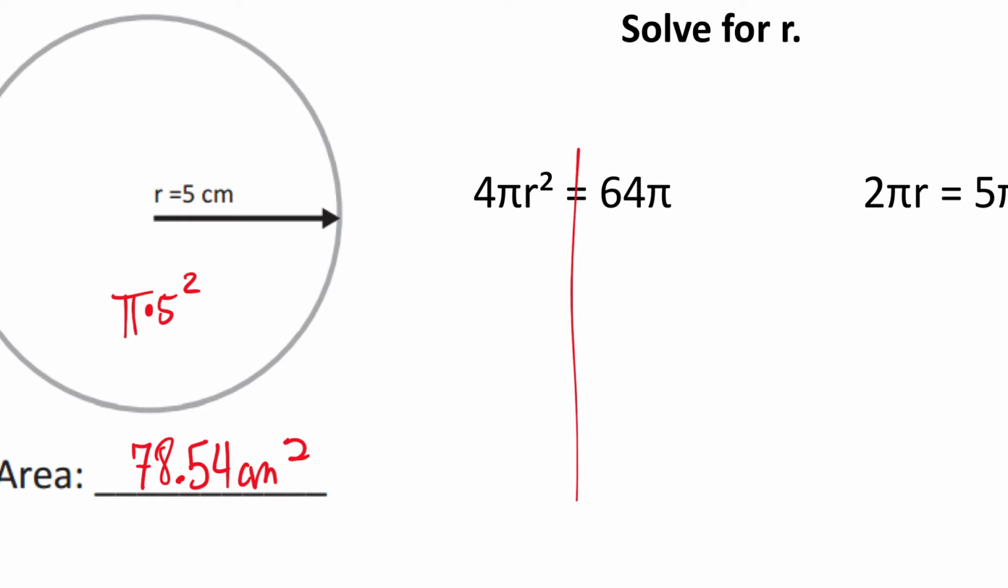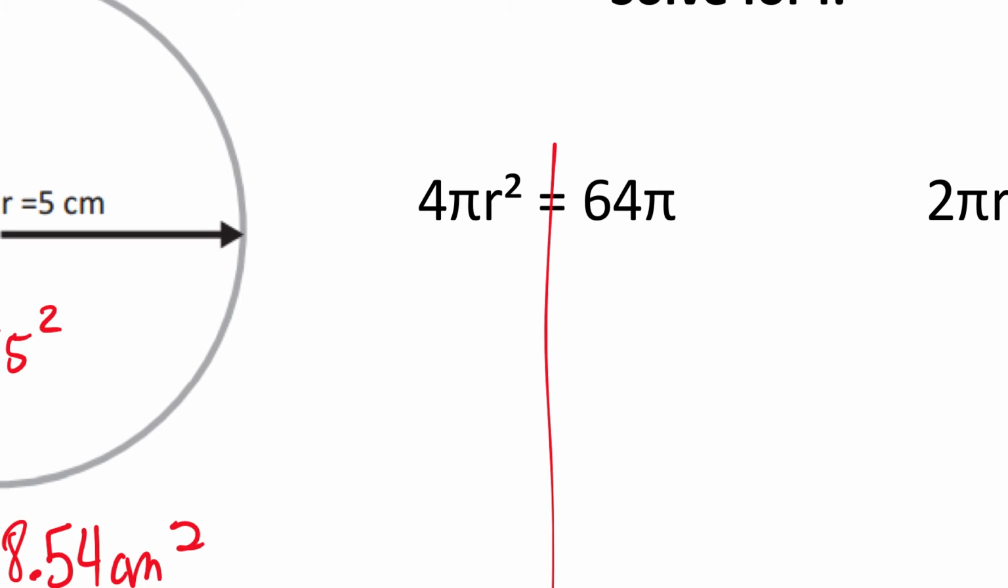Okay, on this one we're solving for r, so we're practicing just some algebra skills here. So to solve for r, I want to get r by itself. So the first thing I'm going to do is get rid of the 4 first. So I'm going to divide both sides by 4, and the reason I'm doing that is that makes these 4's cancel to 1. So that gives pi r squared. Okay, what's 64 divided by 4? It's 16.